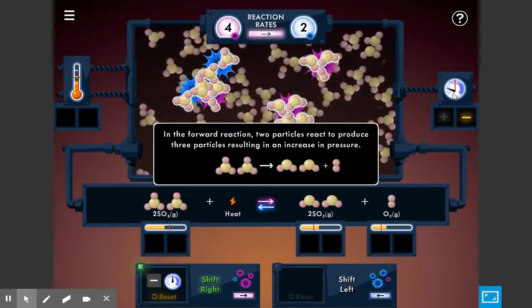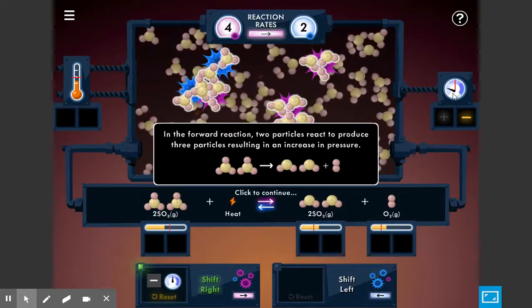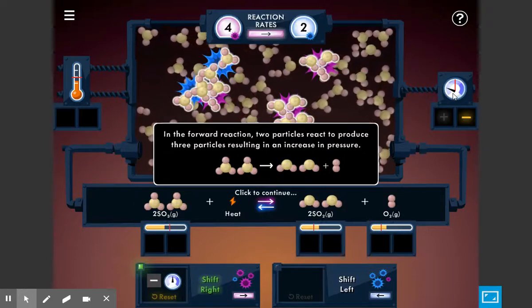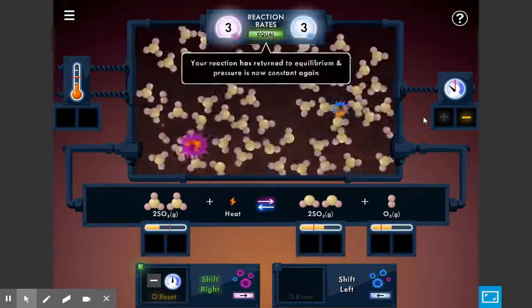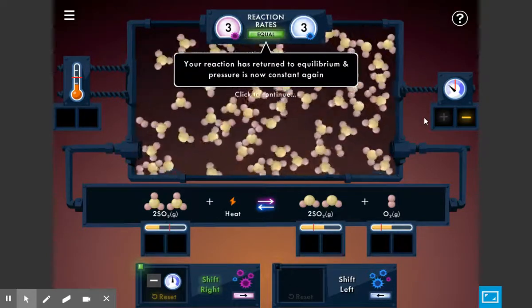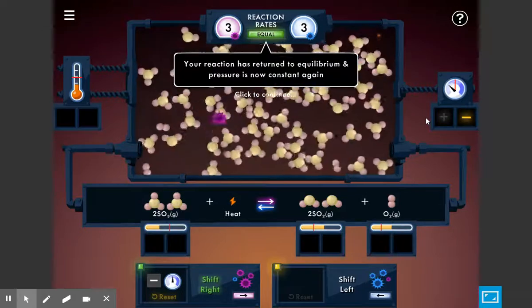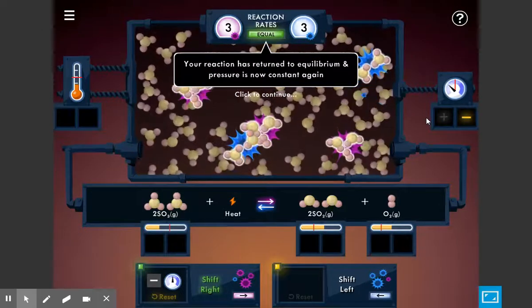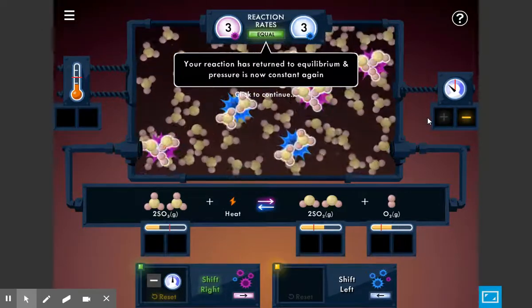Something you might have noticed is the increase of products has also resulted in an increase in pressure. So we temporarily decrease pressure, and to restore that pressure, we needed to shift to make more molecules. More molecules can have more collisions, therefore higher pressure.